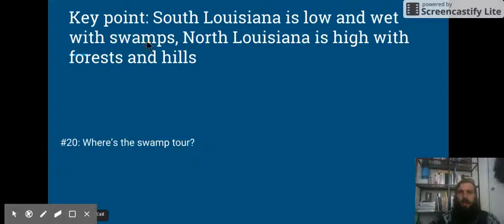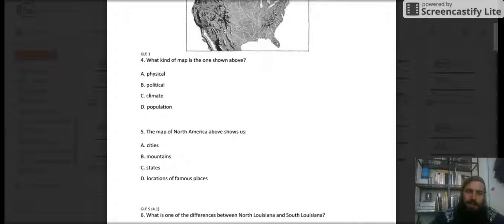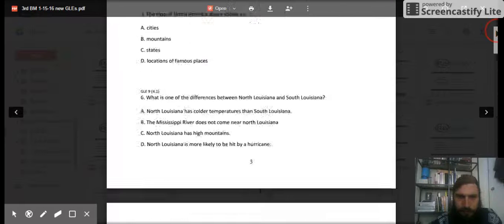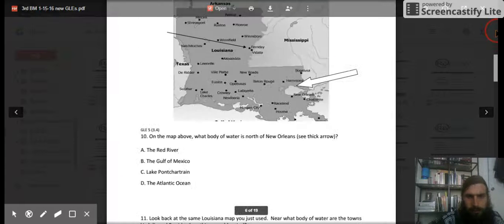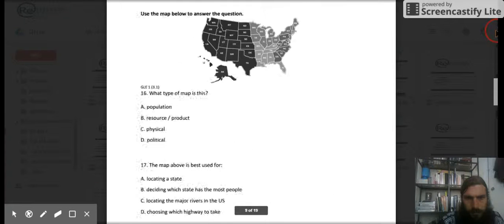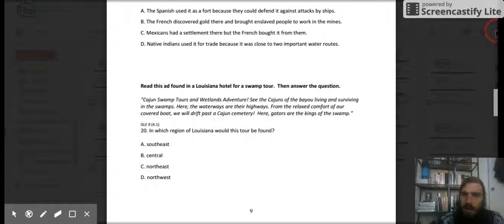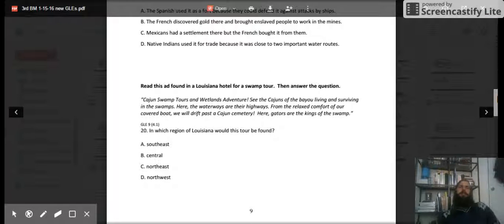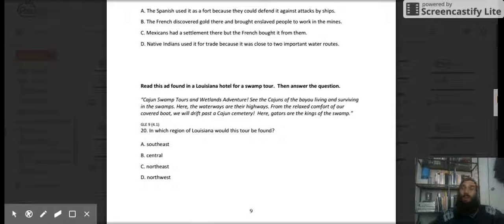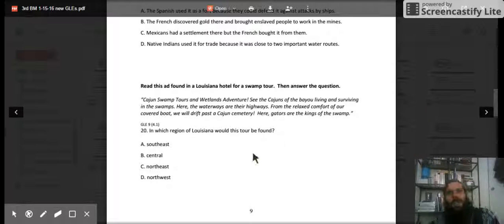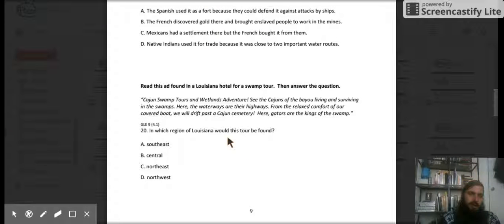It asks us, where is the swamp tour? You remember that question? I think you do. Let's go down to number 20. Now, here we go. Cajun Swamp Tours and Wetlands Adventure. See the Cajuns of the bayou living and surviving in the swamps. Here, the waterways are the highways. From the relaxed comfort of our covered boat, we will drift past a Cajun cemetery. Here, gators are the kings of the swamp. In which region of Louisiana would this tour be found?